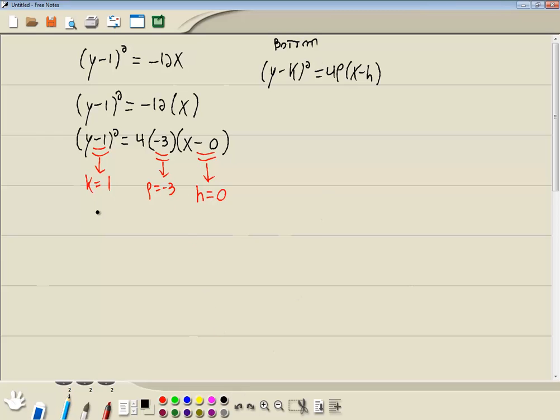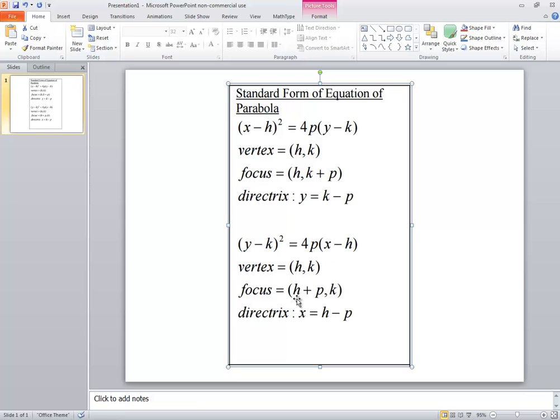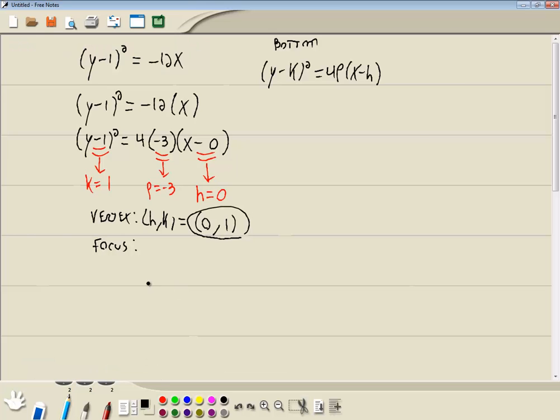Now, working with the bottom formulas, no matter what, your vertex is (h, k). So h is 0 and k is 1. Now our focus for the bottom formulas is (h + p, k). So h plus p, comma k. h is 0 plus p, which is negative 3, comma k, which is 1. So it'll be (-3, 1).